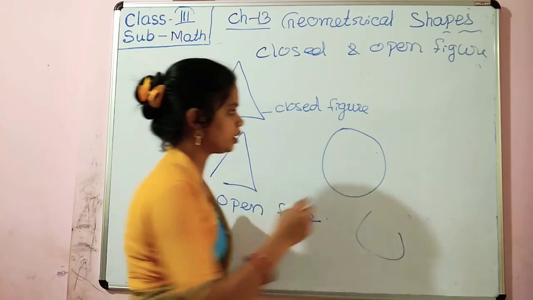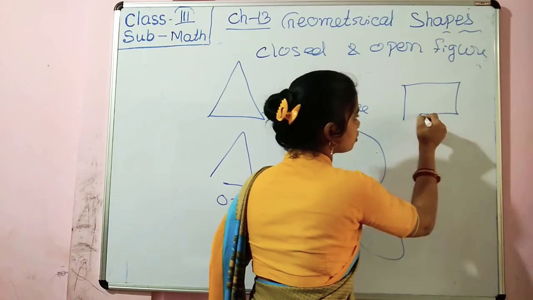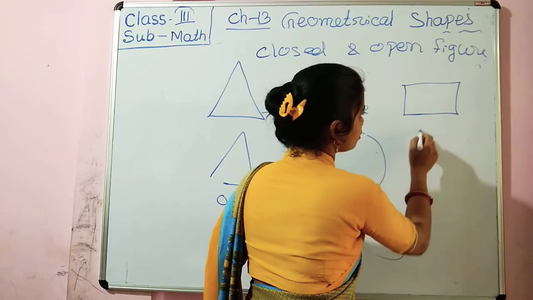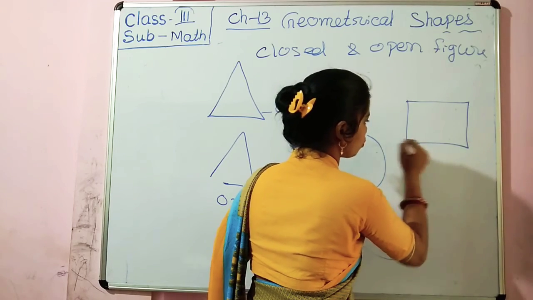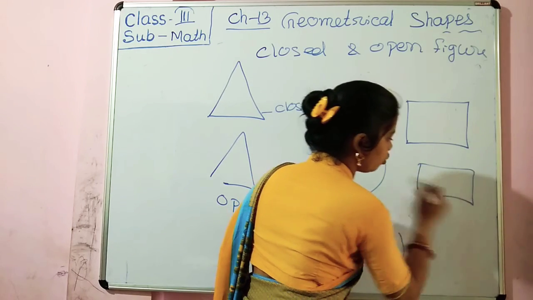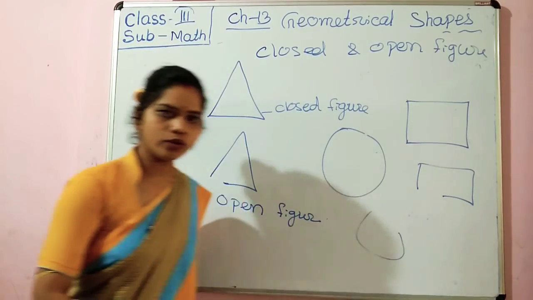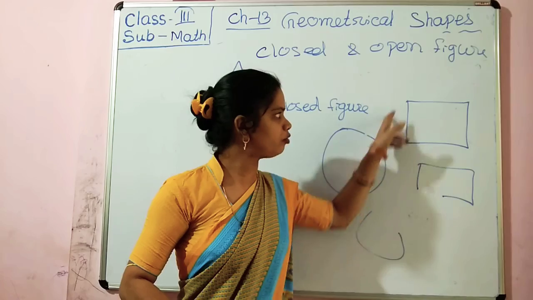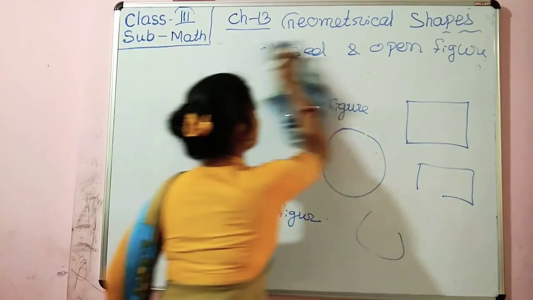Okay, look, here is a square. This square is closed and this square is open. Okay, in this one the boundaries are not completed. This is the open figure. Its boundaries are completed, so it is the closed figure. Okay, next.